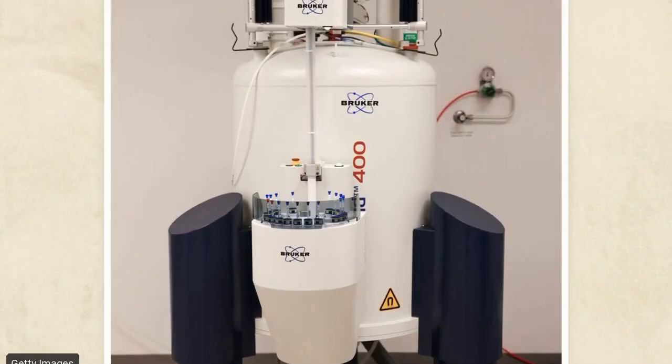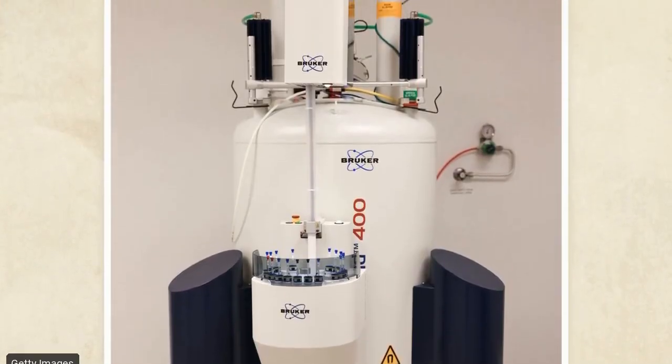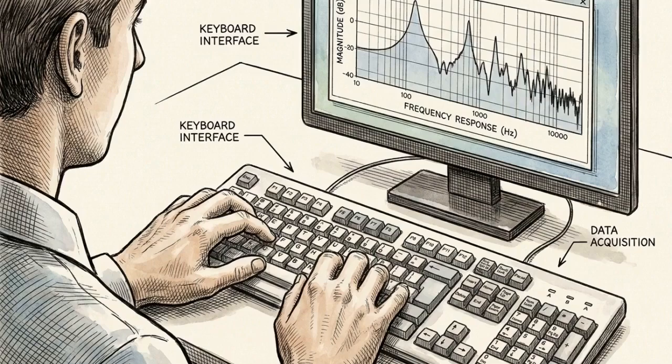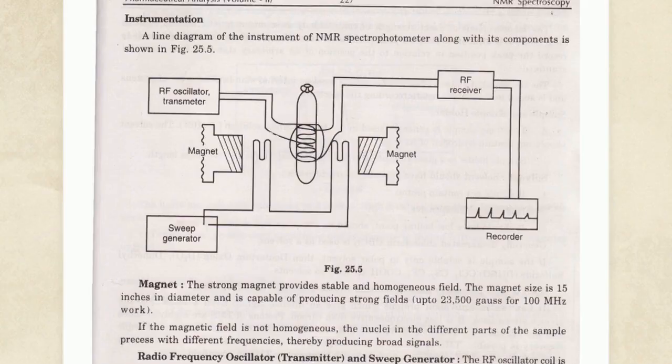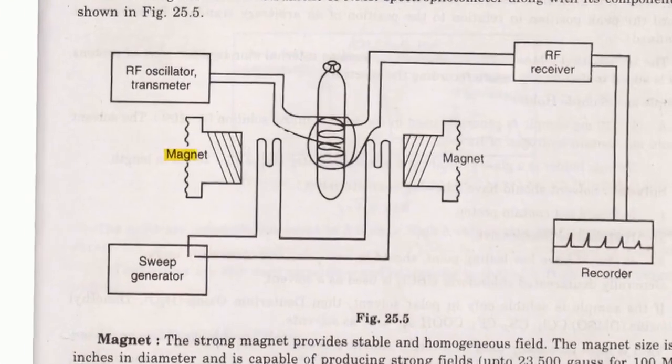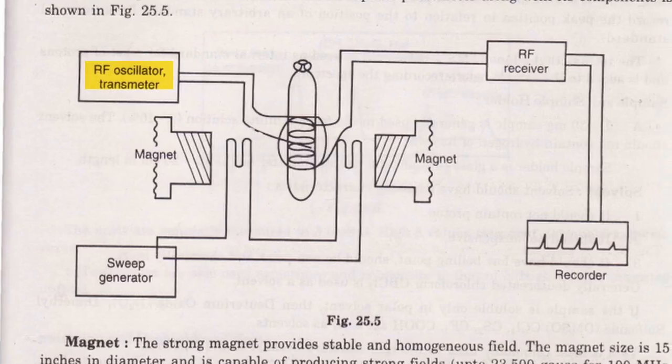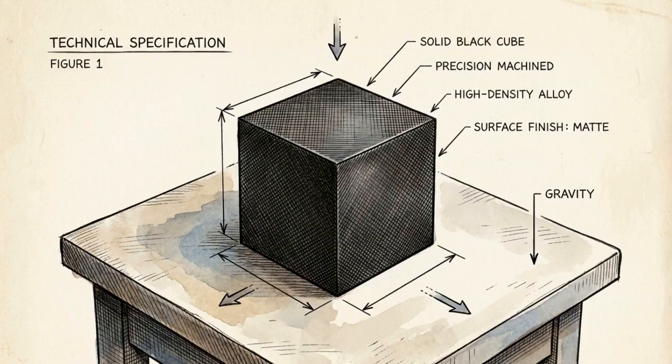A technician drops a sample into a monolithic, liquid helium-cooled superconducting cylinder, like this Bruker 400, types a command into a computer, and waits for a highly detailed readout. But the sleek exterior of modern instruments masks an incredibly complex physical architecture. The original classical spectrometers required precise physical manipulation of magnetic fields and radiofrequencies to prise structural data out of a molecule. To understand what those final data readouts actually mean, we need to open the black box.